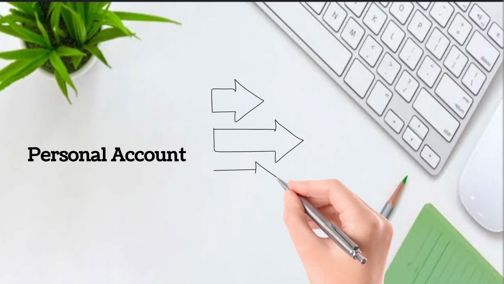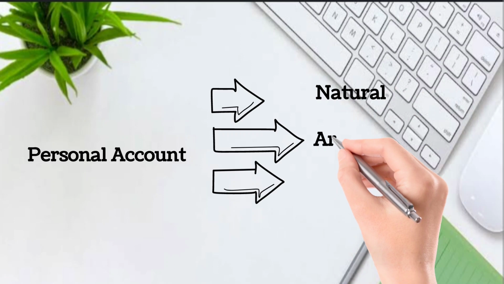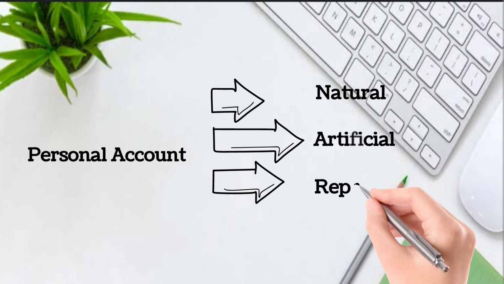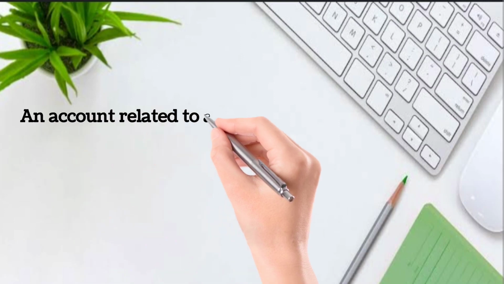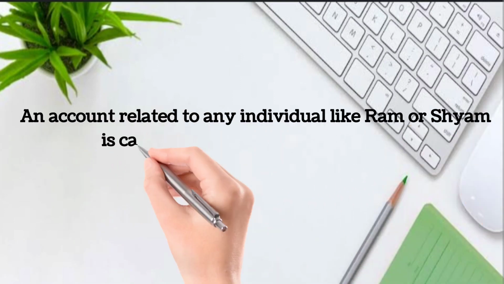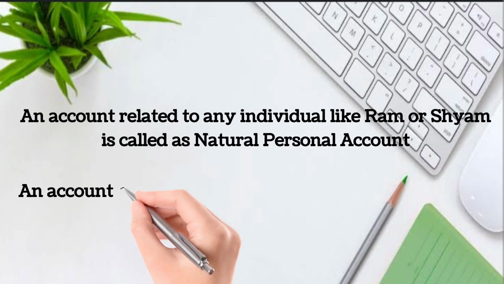Personal accounts may be further classified into three categories: natural, artificial and representative. What is a natural personal account? As we all know from the name itself, it is an account that is related to an individual, like Ram or Sham account. That is the account of a person. That is a natural personal account.